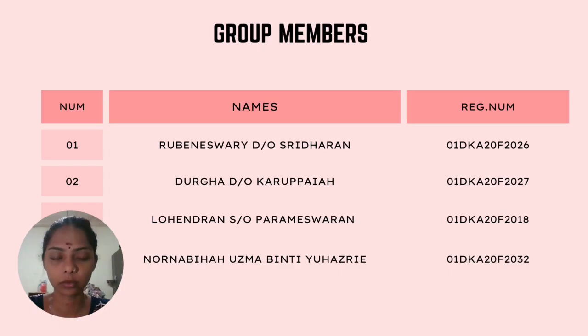These are my group members: myself, Rubneshwari Sridharan, my matric number is 01DKA20F2026. Second, Durga, daughter of Karpaya, her matric number is 01DKA20F2027. Third, Lohendan, son of Parameswaran, his matric number is 01DKA20F2018. The last one is Nur Nabeha Usma binti Hazri, her matric number is 01DKA20F203.